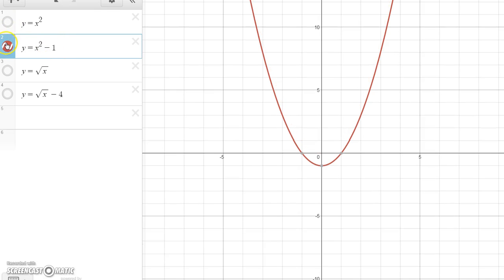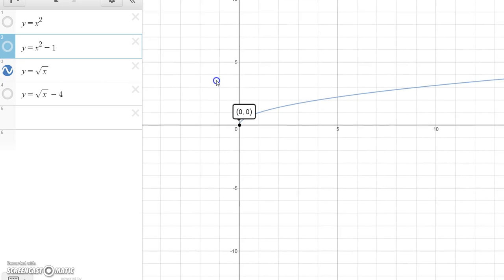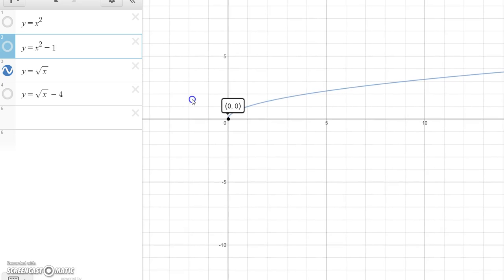Okay, the other picture, we had square root of x. So here's square root of x. And when we graph square root of x, we had to use like 0, 0, 1, 1. And then we went out here and got 4, 2. And we can probably get a decent graph with just those 3 points.